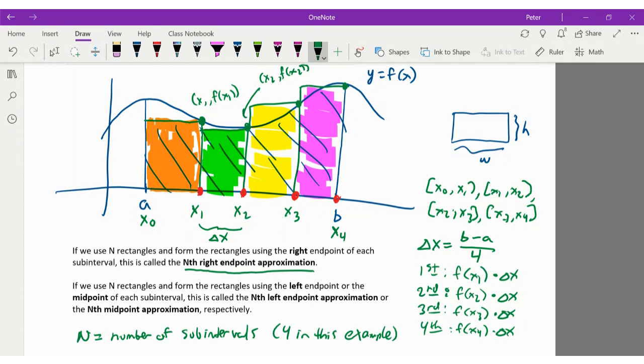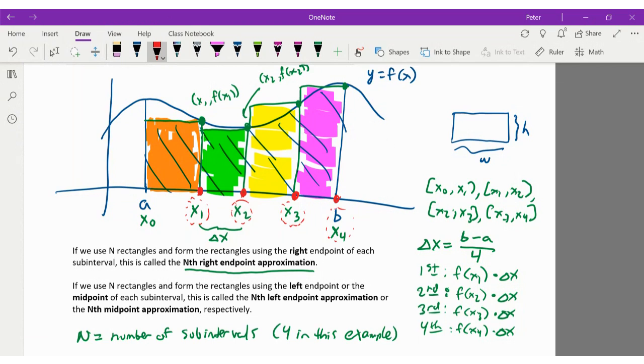it's certainly not required to be 4. It's just that 4 is a convenient number to draw. And we call it the right endpoint approximation specifically because I'm choosing the height of the rectangle by picking the right endpoint of each subinterval. In other words, I pick that one for the first subinterval, that one for the second, that one for the third, and that one for the fourth.